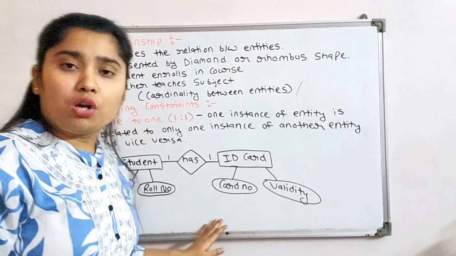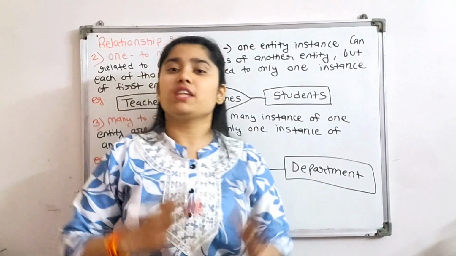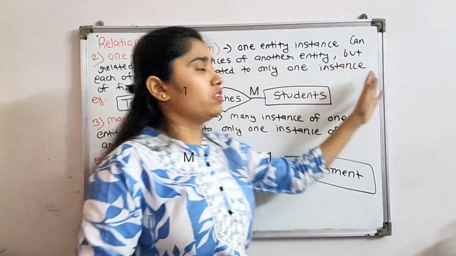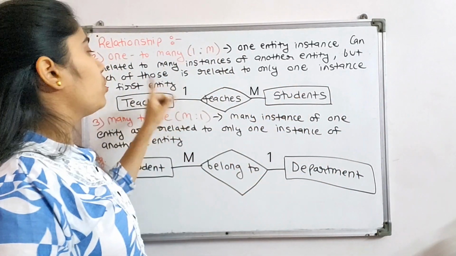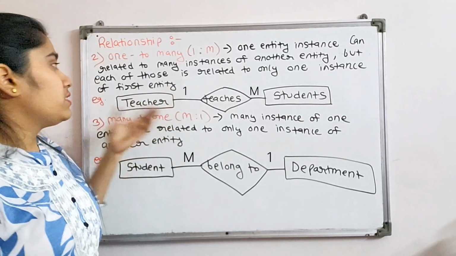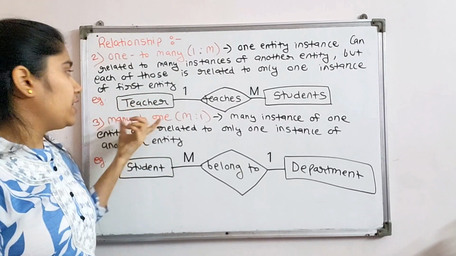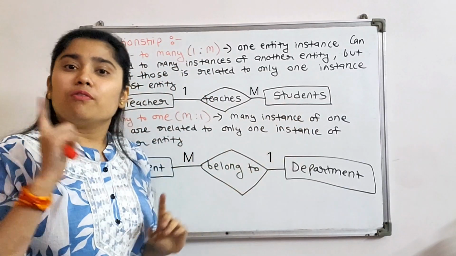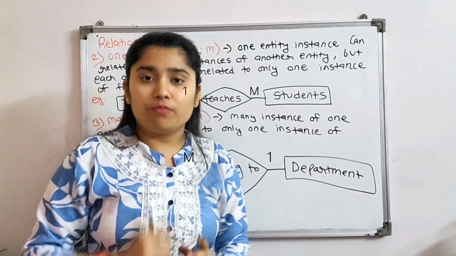First take a screenshot or write it down, then we will see the second type of relationship. The second type is the one-to-many relationship. In this, one entity instance can be related to many instances of another entity, but each of those is related to only one instance of the first entity. Let's understand with an example. Suppose there are two entities: first is teacher and second is student. Teacher teaches students. One teacher is teaching many students, and many students are taught by only one teacher.